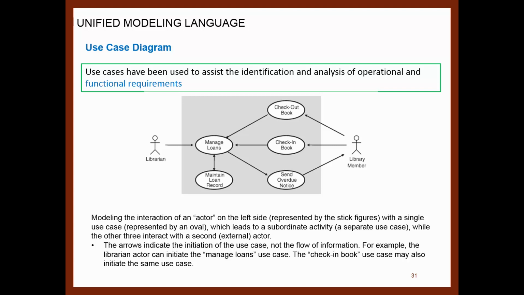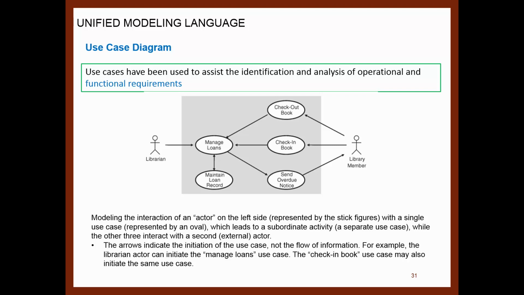So this is an example of a use case diagram. Use cases have been used to assist the identification and analysis of operational and functional requirements. So as you can see here, as we discussed earlier, you have use cases that are those circles, and they have some actions in those circles, and then you can see the interaction between them and also with the actors outside the system.